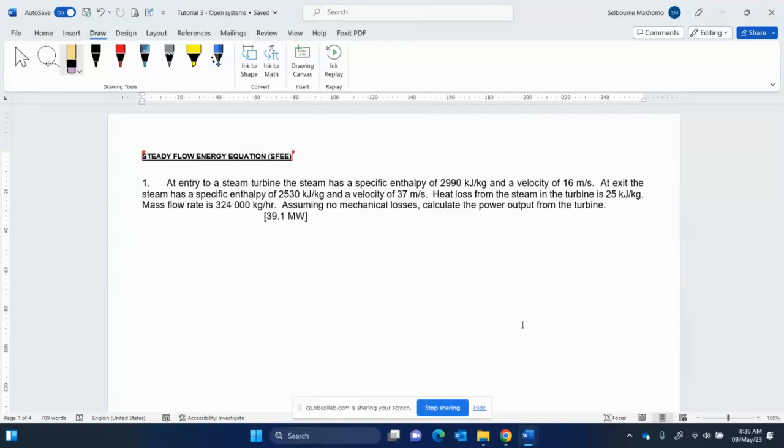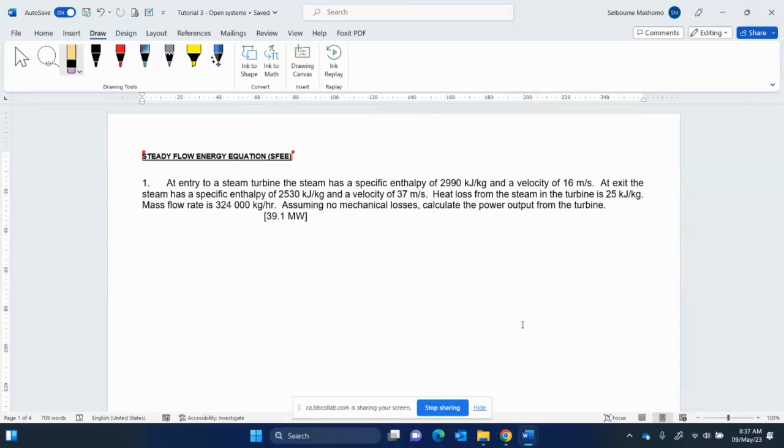The first question here is the turbine, where we have steam with a specific enthalpy of 2990 and the velocity is 16 meters per second. At exit, the specific enthalpy is 2530 and the velocity is 37. Heat loss from the turbine is 25 kilojoules per kilogram, and the mass flow rate is 324,000 kg per hour. Now we assume that there are no mechanical losses, and then we calculate power from the turbine.